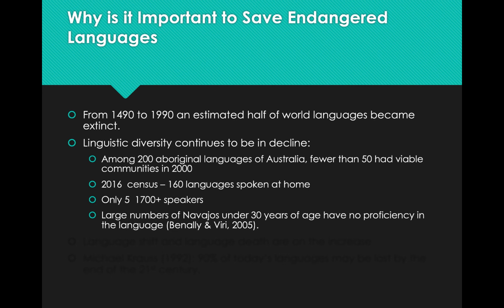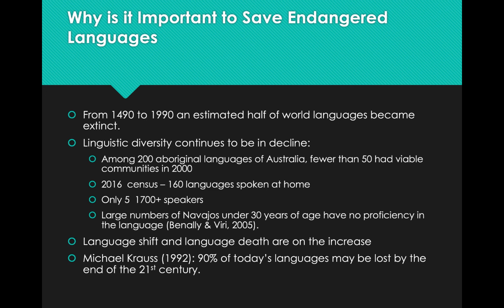In 2005, a large number of Navajos reported no functional proficiency in the language of the ethnic group, Dene. In 1980, approximately 93% of Navajos spoke Dene, but by 2010 the percentage declined to 51%. This is a drastic drop. Language shift and language death are on the increase.